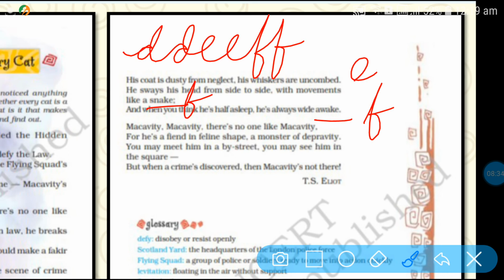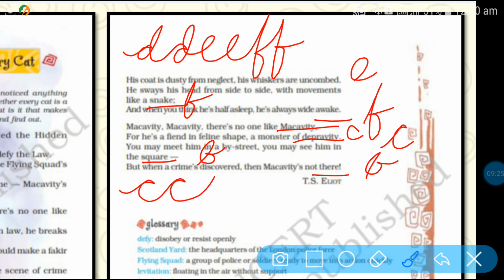Macavity, Macavity, there is no one like Macavity. We have already given this word the tone C, if you remember. And then the next line. For he's a fiend in feline shape, a monster of depravity. Macavity, depravity, again C. You may meet him in a by-street, you may see him in the square. Square, we have already given it B. But when a crime is discovered, then Macavity is not there. Square, there, B. So the rhyming scheme of the last stanza stands as C, C, B, B.